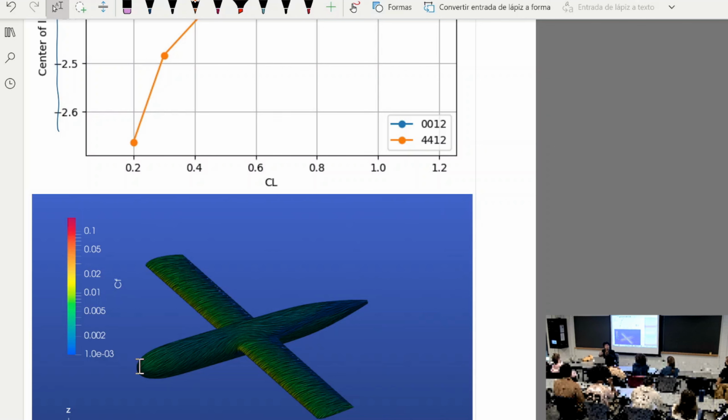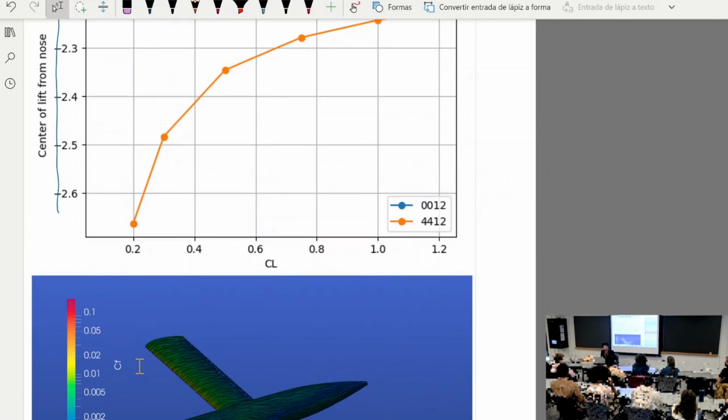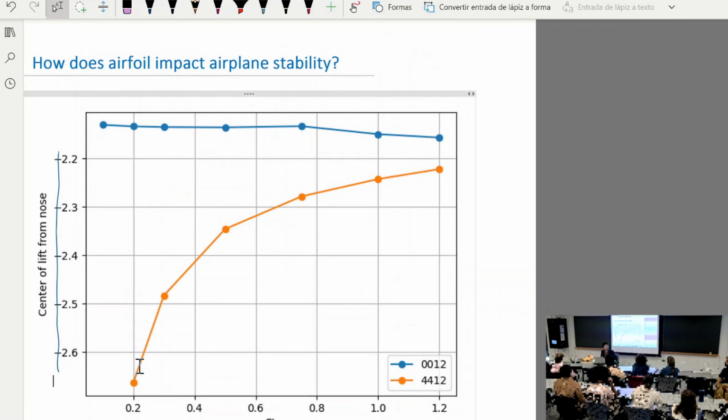So where would you want the moment to be calculated when you look at stability? You want to look at the center of weight, or center of gravity. For example, if the airplane flies in equilibrium at 0.5 CL, then the center of gravity has to be at this point, at minus, let's say, 2.1.